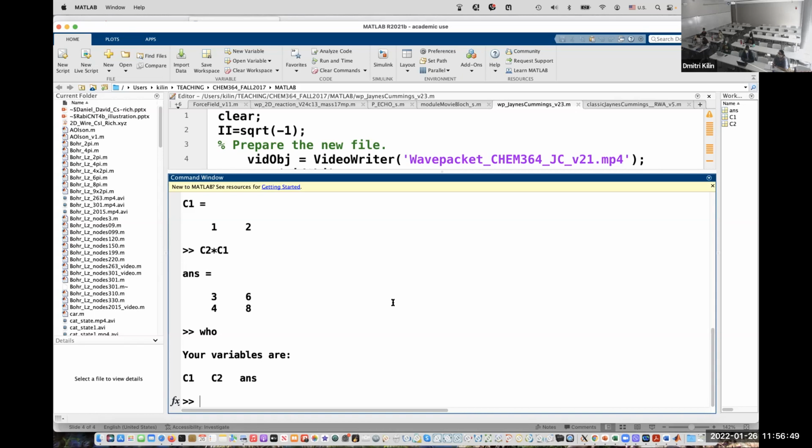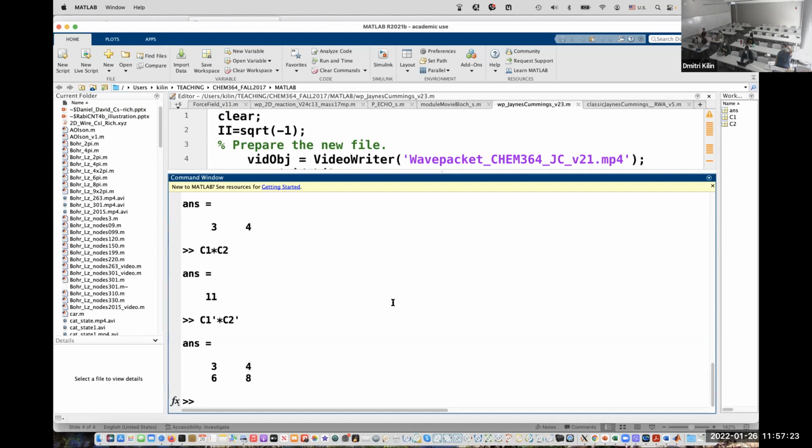I'm lazy to type a big matrix with all of things complex. Let's just look: our C1 is a row. If you type C1 apostrophe, it becomes a column. Our C2 is a column. If you type C2 apostrophe, it is a row. If we multiply C1 times C2, it is a number. If you multiply C1 apostrophe, C2 apostrophe, it is a matrix.